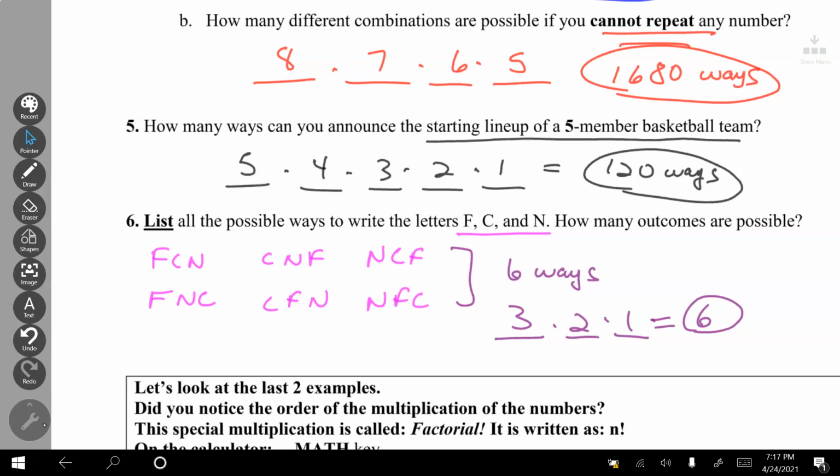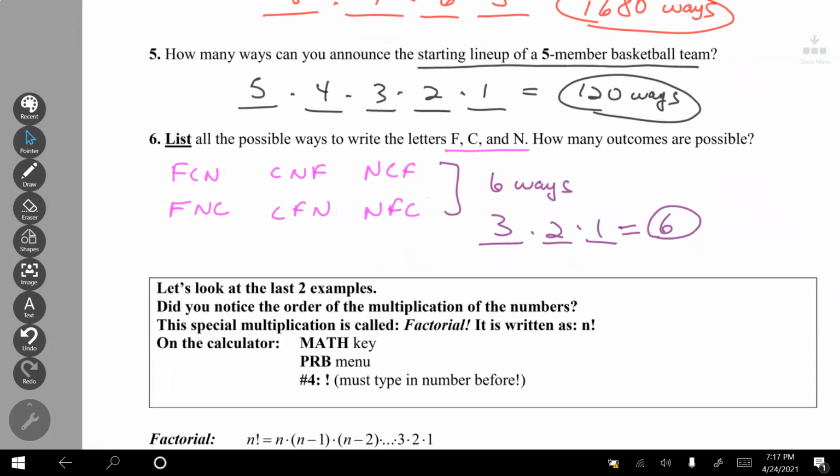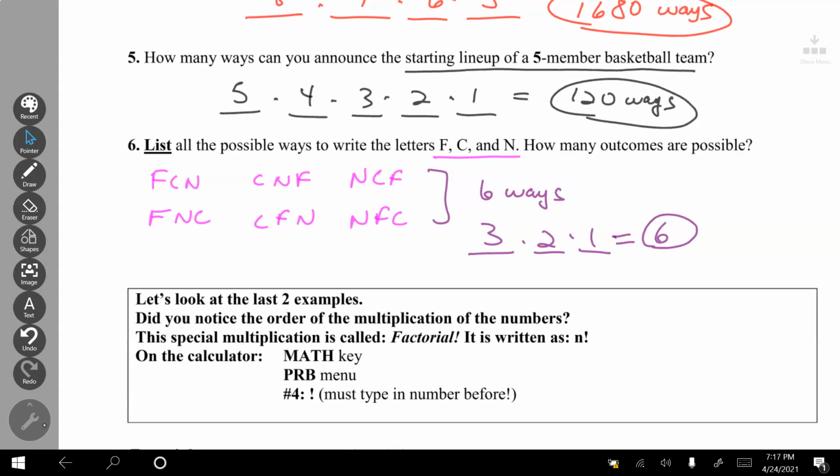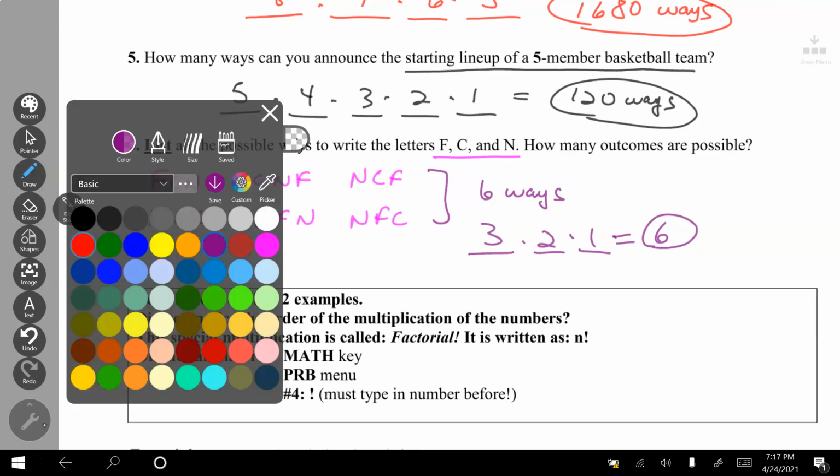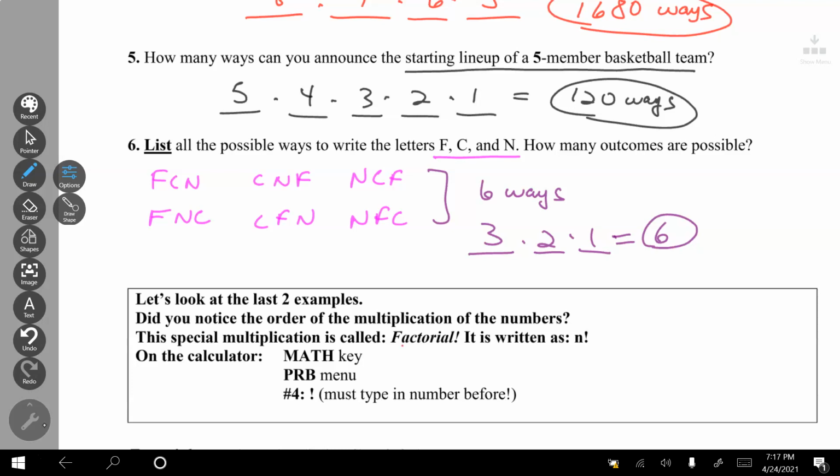But let's look at what we've done in these last 2 problems. These last 2 problems I did 5 times 4 times 3 times 2 times 1, or 3 times 2 times 1. And these examples are the very special key I was talking about earlier. It is called factorial. That is the n with the exclamation point. It is a special key on the calculator. And I'll show you where that key is at.